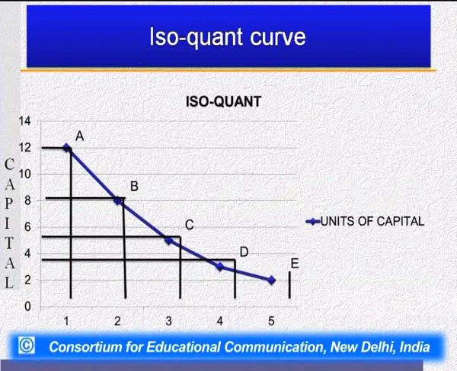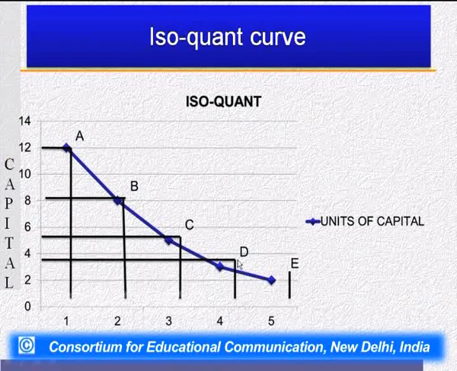Now, the same we have seen over the figure also. Here you look at the isoquant curve: units of capital, and here units of labor. You can see that with 1 unit of labor and 12 units of capital, you get combination A. Then as labor increases, the units of capital decrease from 12 to 8, and you get combination B. When you choose 3 units of labor and 6 units of capital, that is combination C, and when you choose 4 units of labor, you get combination D.